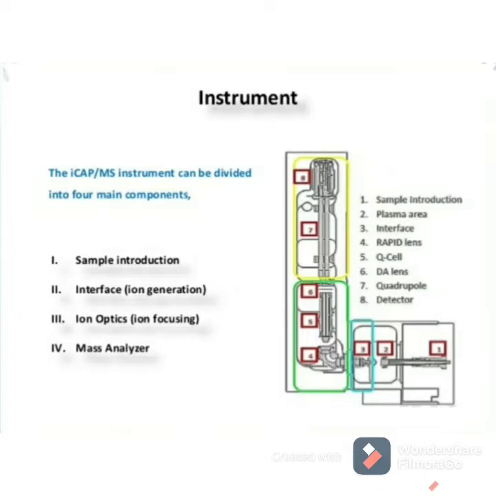First is sample introduction, second is the plasma area, third is the interface, fourth is the lens, fifth is the Q cell, sixth is the DA lens, seventh is the quadrupole, and eighth is the detector. In that image, numbering from 1 to 8 is there. You can see the internal ICP-MS structure. When you see the original ICP-MS, you cannot see the internal structure, but in that image you can. It is divided into 8 subparts, which I will explain in the next video.